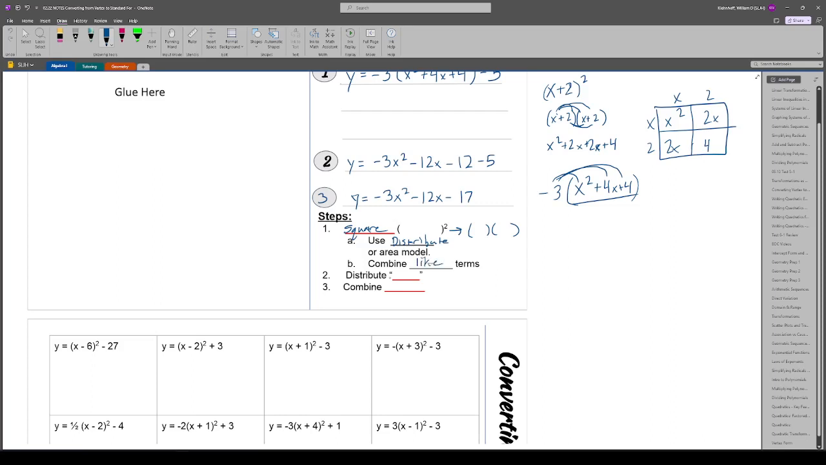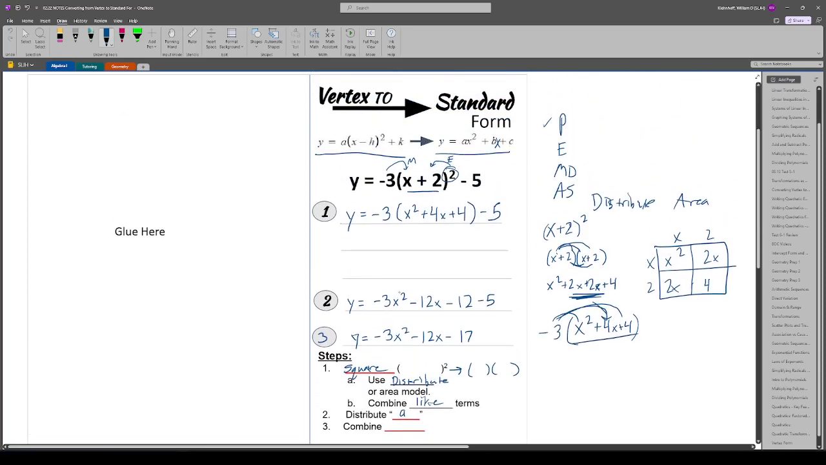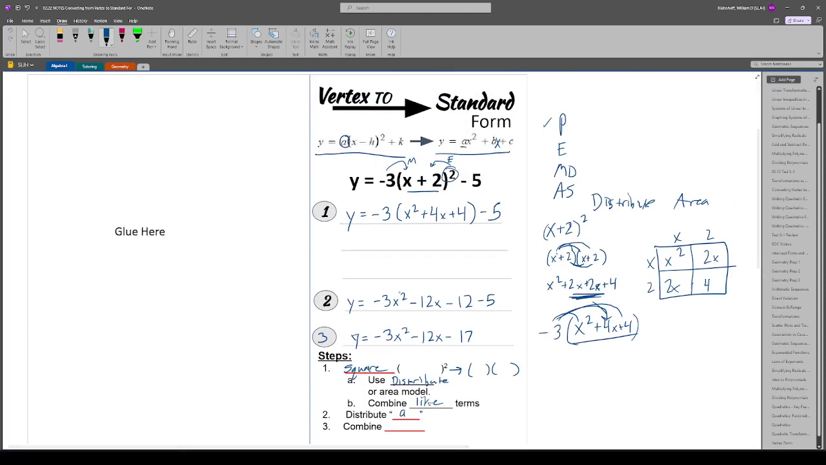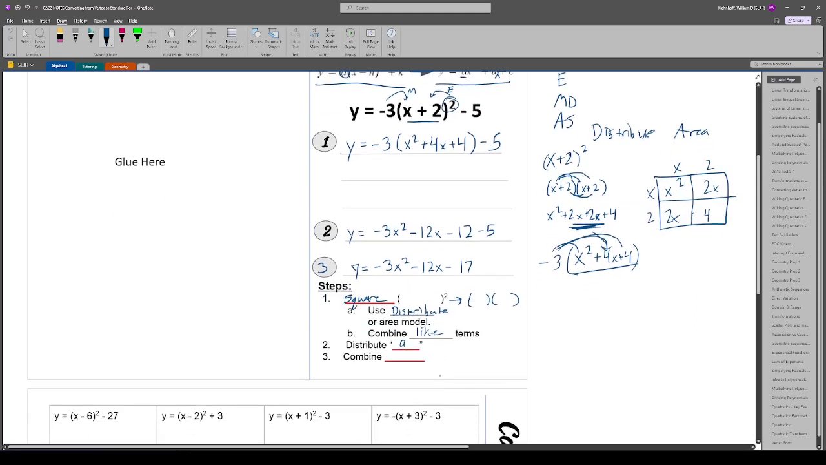That step was done over here where we had 2x and 2x, and we combined those into 4x. Next, we distribute the a term. So that's our vertical stretch factor. Remember that the a that lives out here is going to be the same a here, and we distribute it to that trinomial. And then last, we combine the constants. So those are the 3 steps.